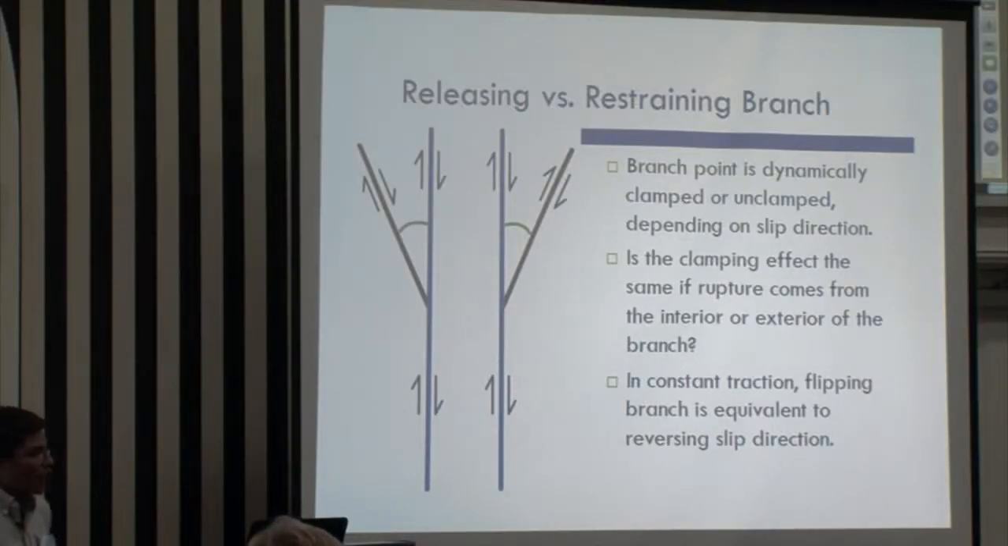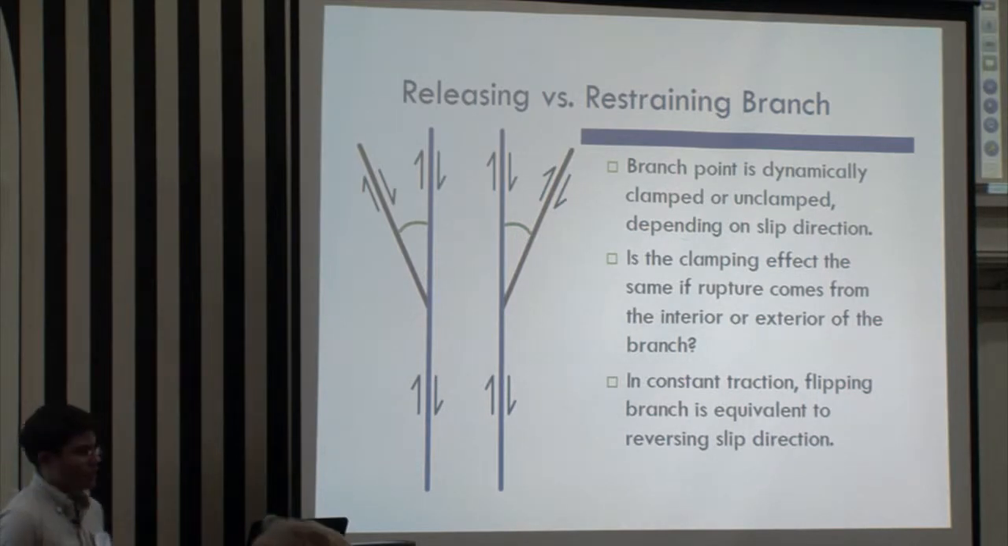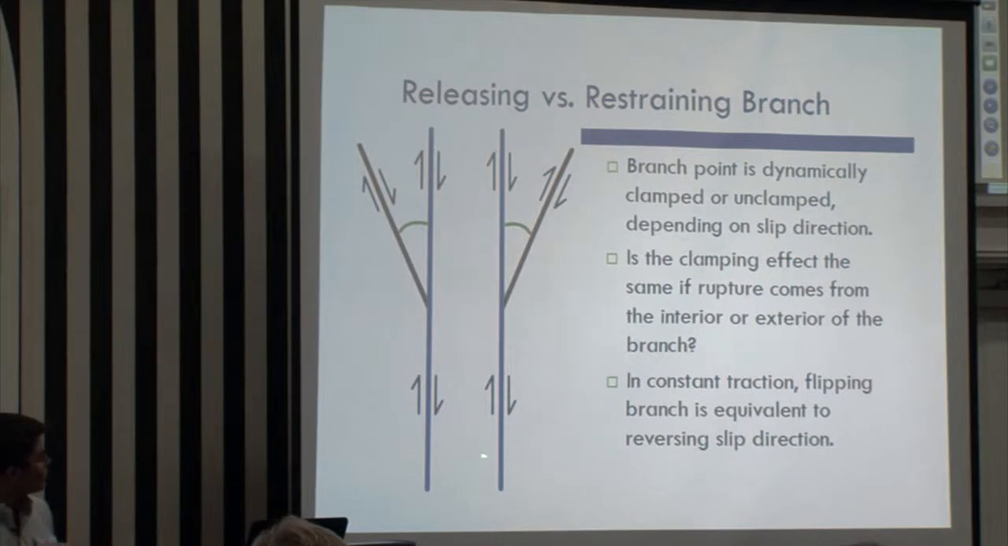And so some questions within that: is the clamping effect the same if rupture comes from the interior or the exterior of the branch? So previous modeling studies, including the benchmark, have the forced nucleation outside the branch, just going towards it this way. I'm curious about what happens if you go this way, because this block in here is kind of rotating, based on, well, you're compressing this way, or if this is rupturing, then you're kind of pulling it out. So the kinematics get much more complicated, depending on which way you're coming from.